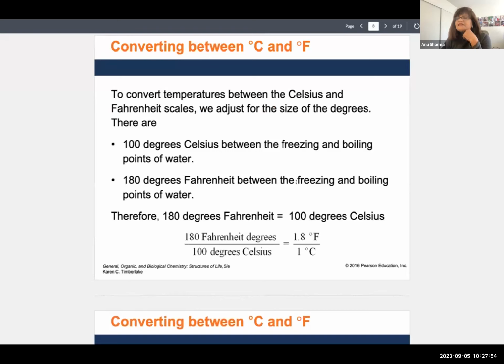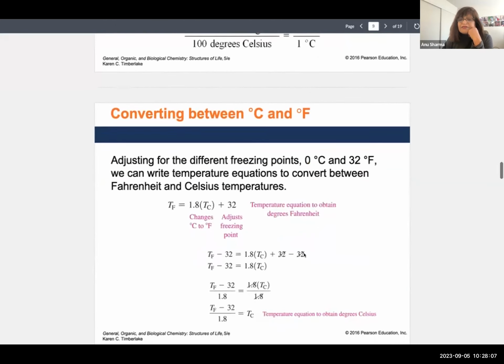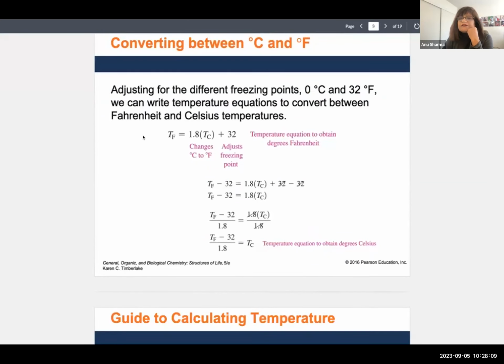Converting between Celsius and Fahrenheit. It's a difference of 1.8 degrees Fahrenheit, basically. 1 Celsius is equal to 1.8 degrees Fahrenheit. But like I said, I've given you the formulas, right here. If you are given a temperature in Celsius, multiply it by 1.8 and then add 32. Use the PEMDAS method, so multiplication first and then addition.